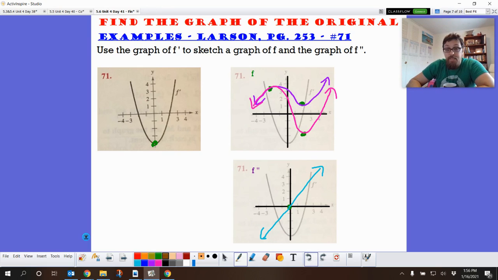And that's it. That's it for this stuff. It's just kind of taking all the ideas that we've been doing and mixing them all together and bouncing back and forth between first, second, and original function.